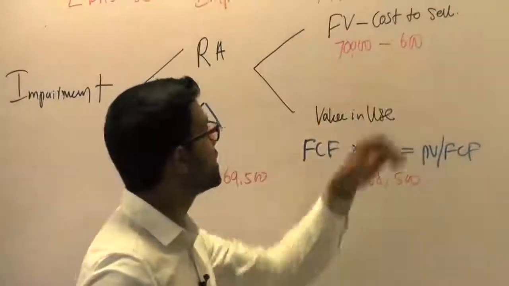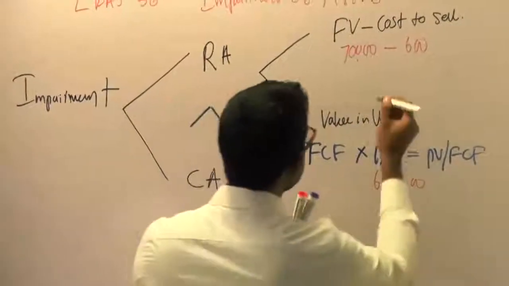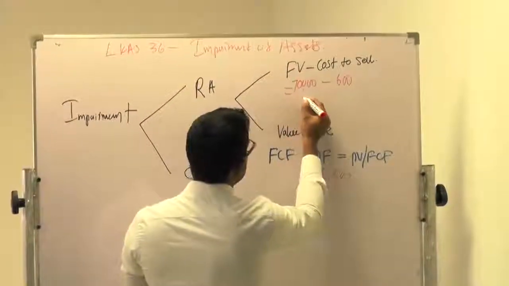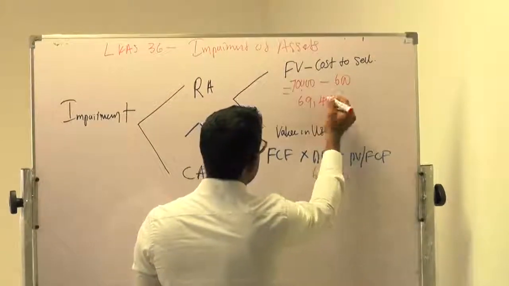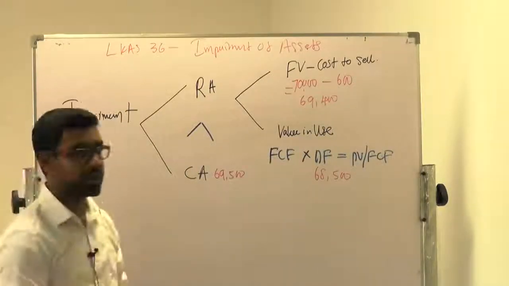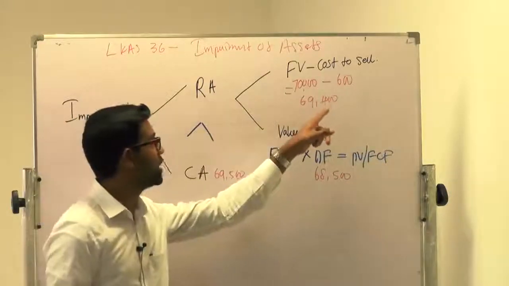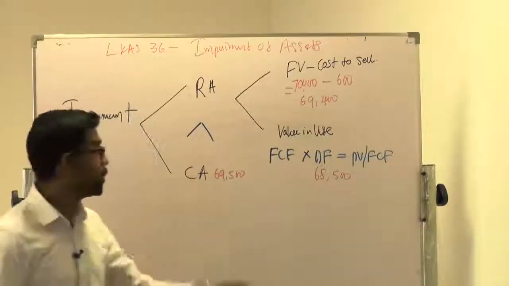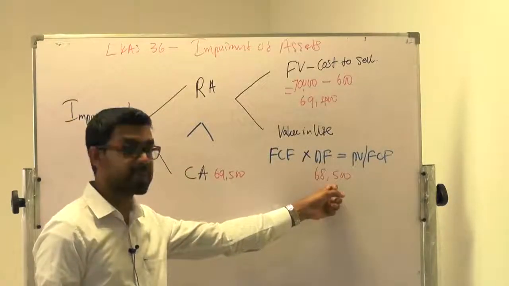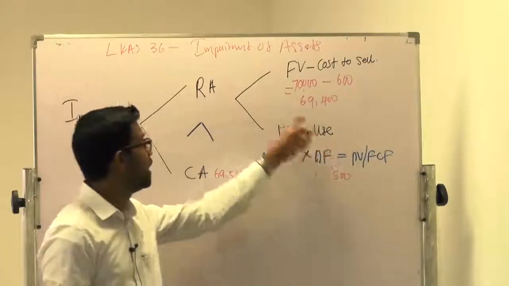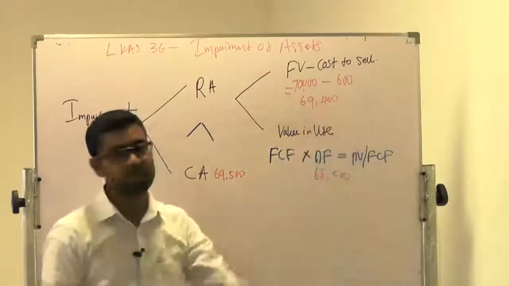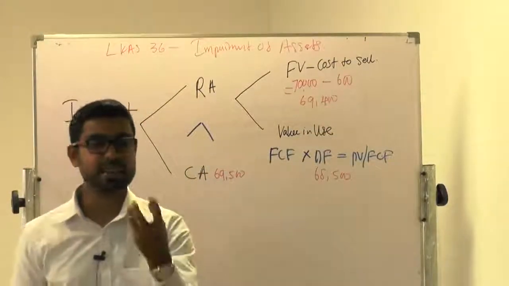68,500, fair value less cost to sell is 69,400, which is fair value minus cost to sell. Now, what is the recoverable amount? You have two values: fair value less cost to sell and value in use. If you use this asset in future, you will generate a present value of 68,500. But if you sell this asset in the market right now, today's 69,400 we can realize as net gain.